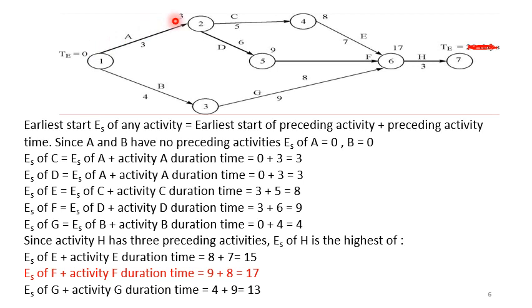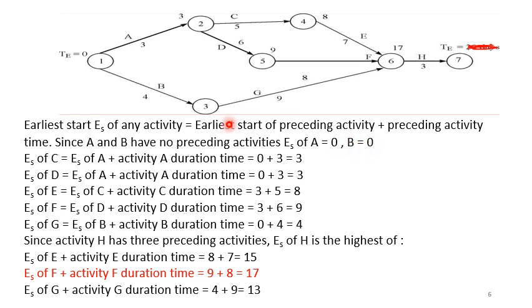So the earliest start of C will be the earliest start of the preceding activity. You can see here, the earliest start (ES) of any activity is equal to the earliest start of the preceding activity plus the preceding activity time. Since A and B have no preceding activities, the earliest start of A is equal to 0 and the earliest start of B is also equal to 0.